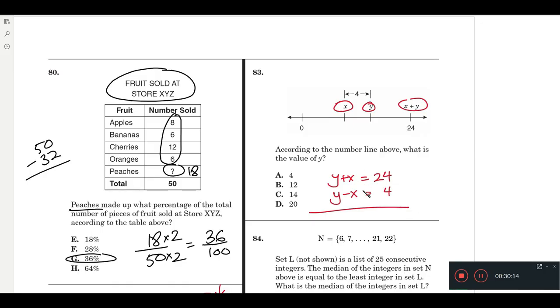The point is we can just add these two equations. That's called a system of equations. What is y plus y? y plus y is 2y. But what about x? The x and minus x cancel out. So 2y is equal to 28, and divide by 2.